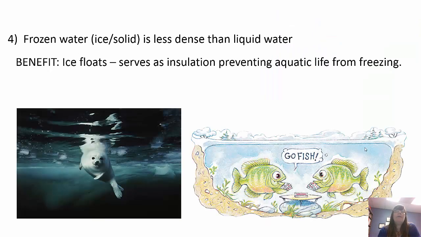The fourth property is frozen water, ice, is less dense than liquid water. This serves the ice floats. It serves as an insulation so that aquatic life does not freeze. Ice also floating ensures that all of the water on Earth isn't going to freeze during the winter.